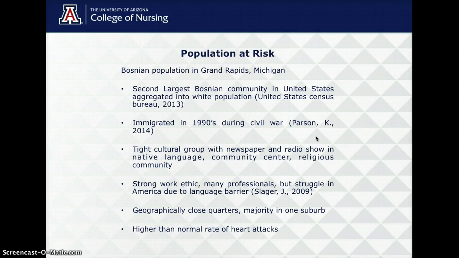Geographically, they stay close together at the south end of town. The majority are in one suburb. There's a higher than normal rate of heart attacks among Bosnians.